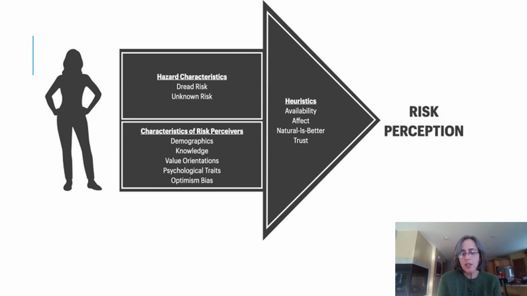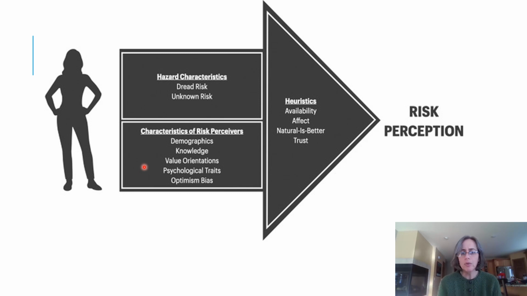So there's actually a bit of science in the study of risk perception, and there are a few things that are specific to the hazard or potential risk itself, such as dread, and whether it's unfamiliar to us, or unknown here, or familiar to us. Then there are characteristics of the person themselves, right, who is perceiving the risk.